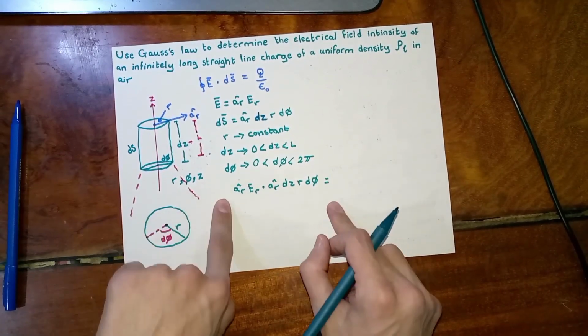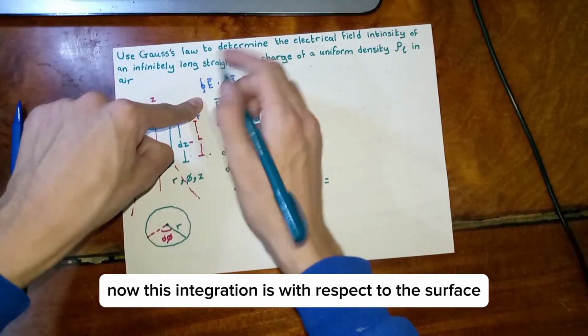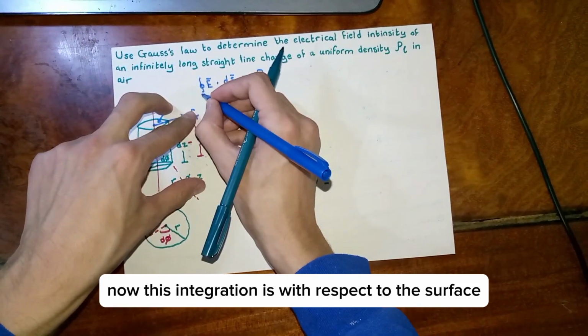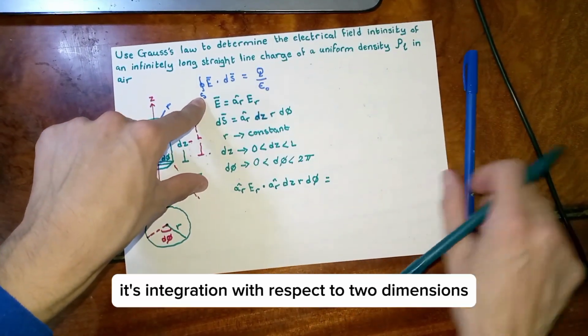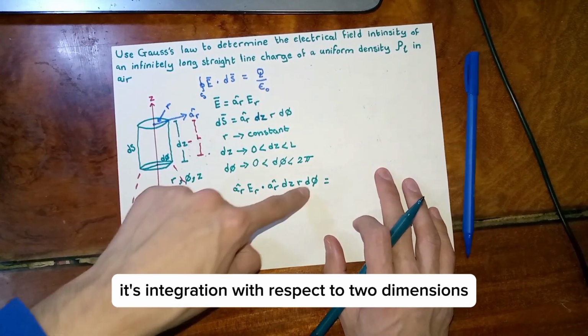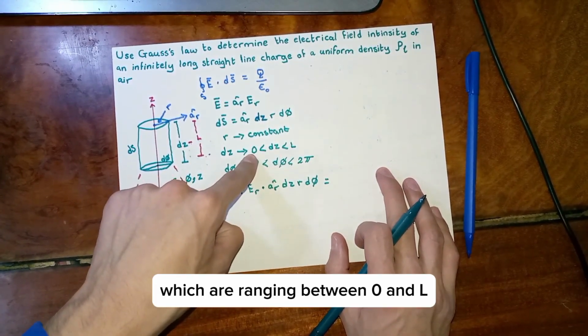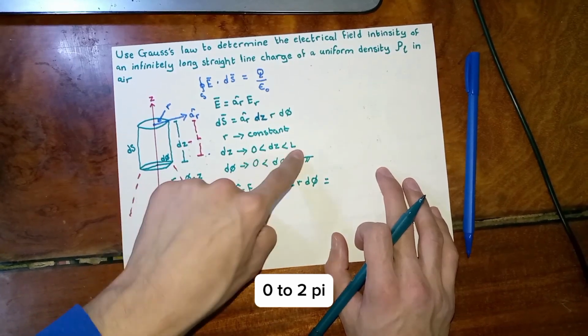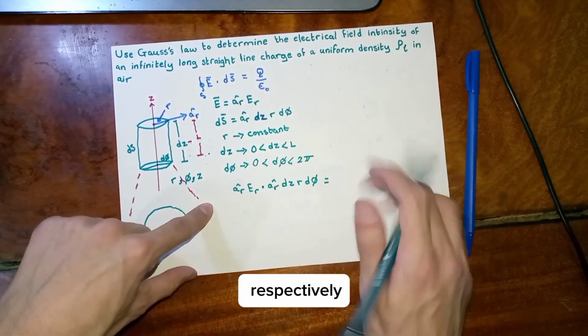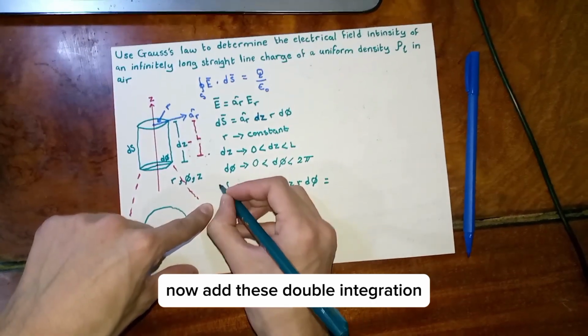Now this integration is with respect to the surface, so it's an integration with respect to two dimensions. The dimensions that we have down there are z and phi, which are ranging between 0 to L and 0 to 2 pi respectively. Now add this double integration.